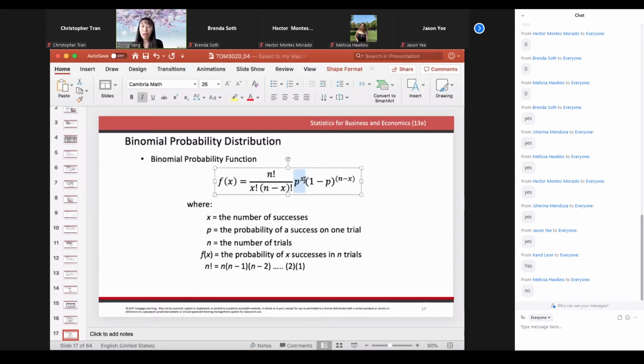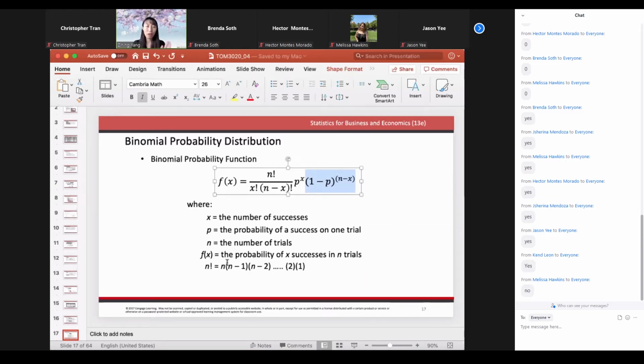Then multiply by the probability of success raised to the power of the number of successes. Then finally multiply by the probability of failure raised to the power of the number of failures.